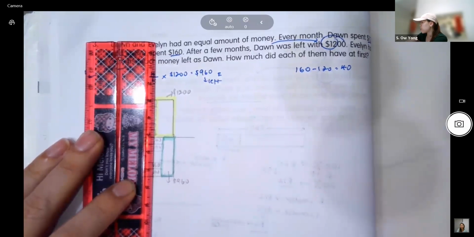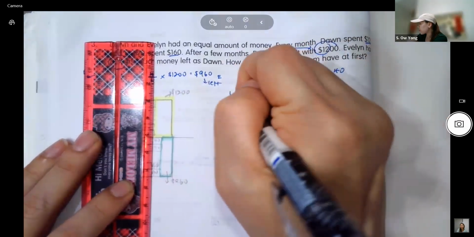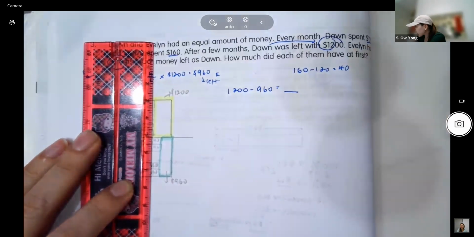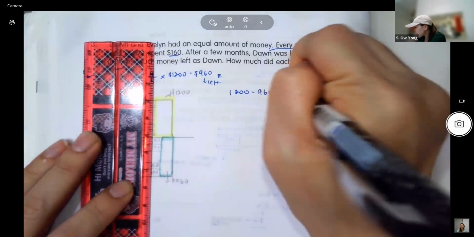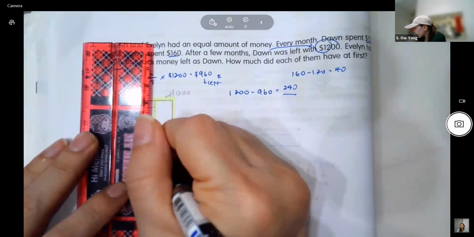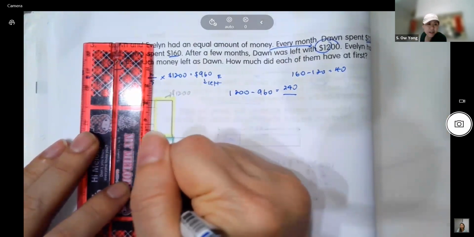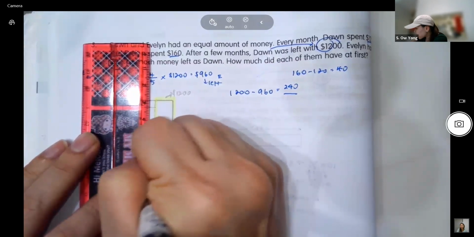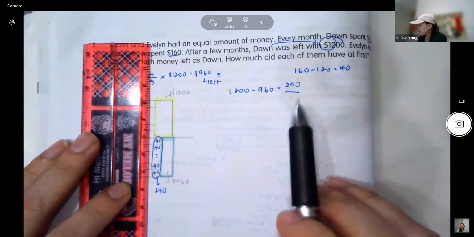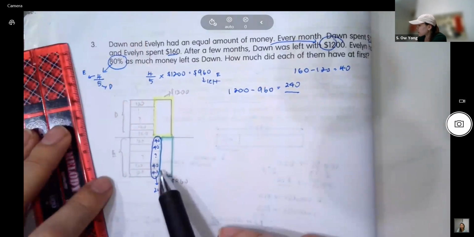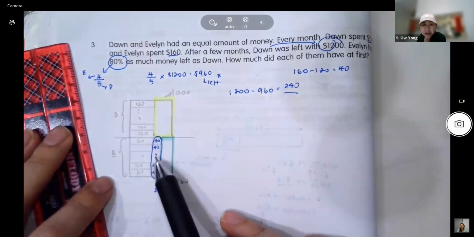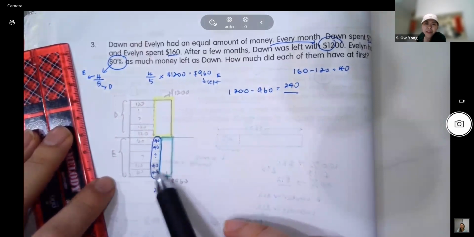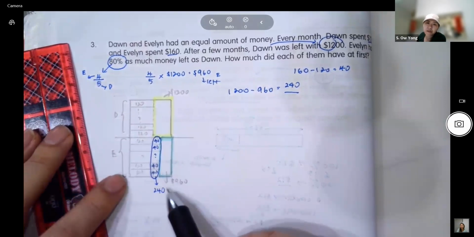So that's why you can get 1,200 minus 960. Okay, you will get 240, meaning this portion here is 240. Each month, this Evelyn spends $40 more. Can? This one can, right? So now you ask yourself, 40, 40, 40, 40, 40. How many groups of 40 are there in 240? How many months of spending $40 more will I get 240?